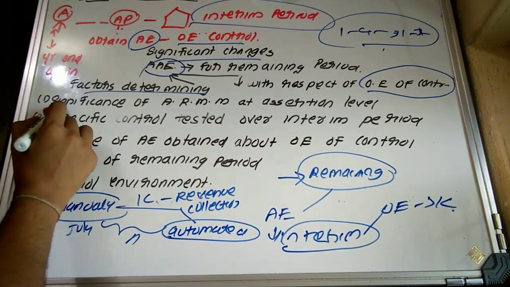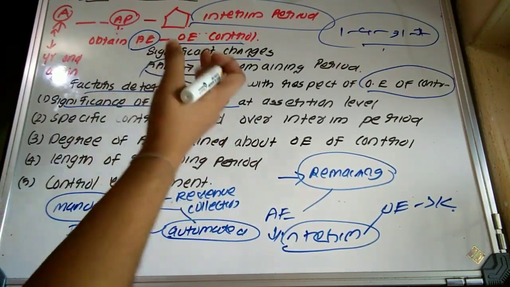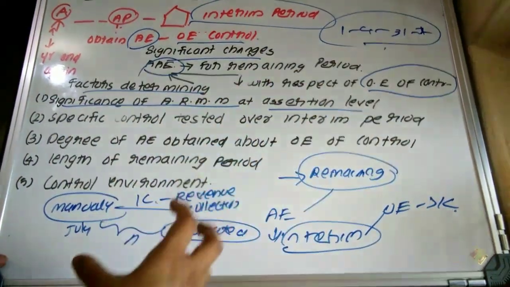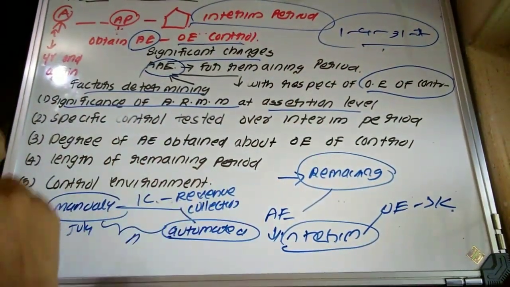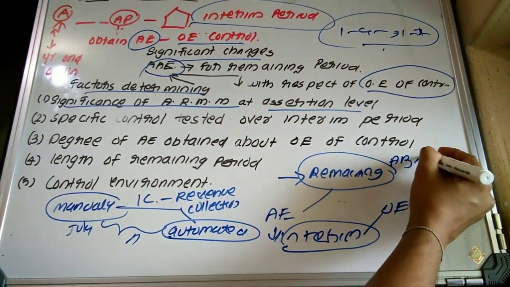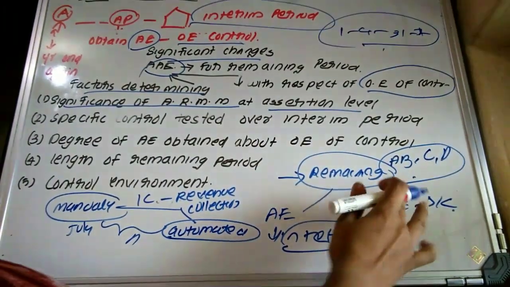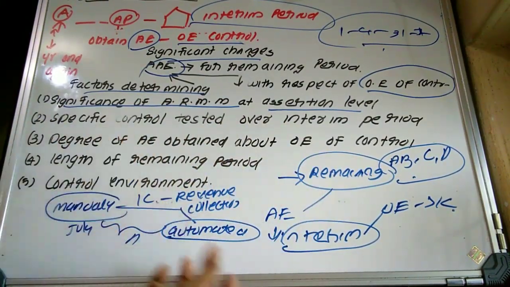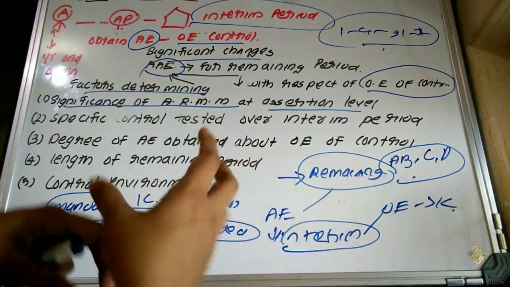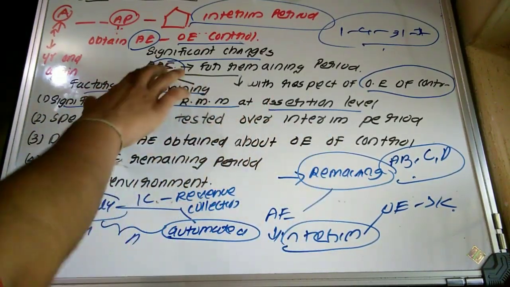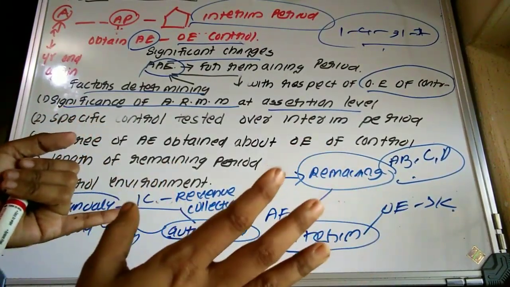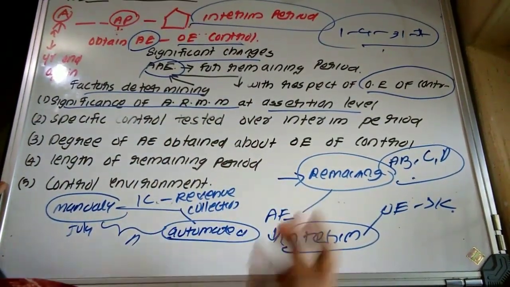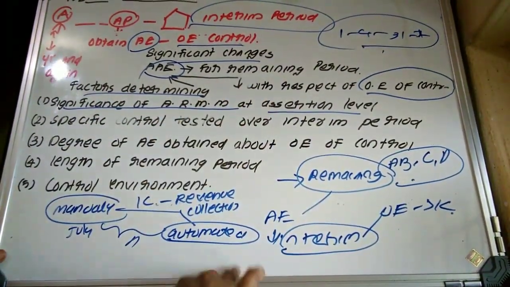First of all, he has to determine the significance of the assessed risk of material misstatement at the assertion level. It means if he has already identified any risk of material misstatement at the assertion level, that is, account balance, class of transaction and disclosure, he has to determine its significance, that is, how material it is to that entity. If it is more material, he has to apply more audit procedures for the remaining period to obtain additional audit evidence. So first, the significance of the identified or assessed risk of material misstatement as per SA 315. SA 315 is used for determining the risk of material misstatement.